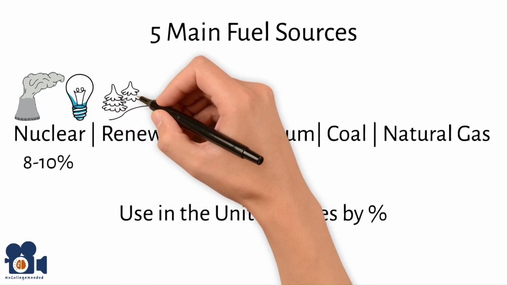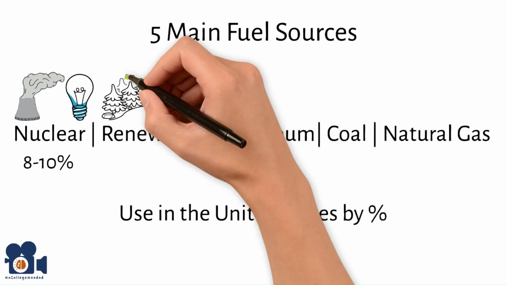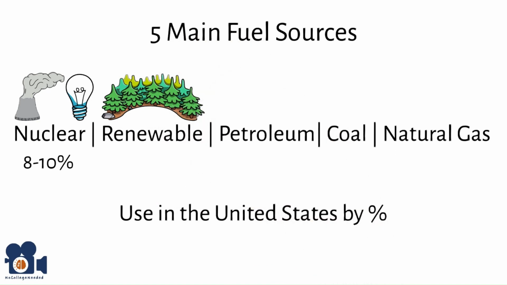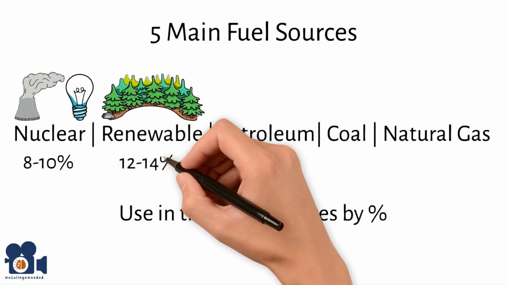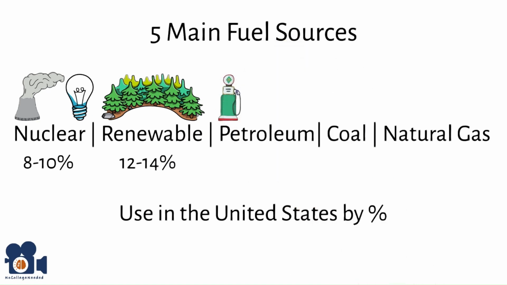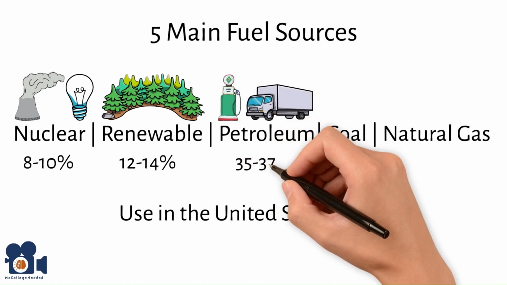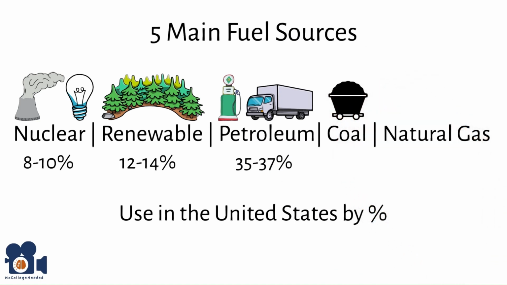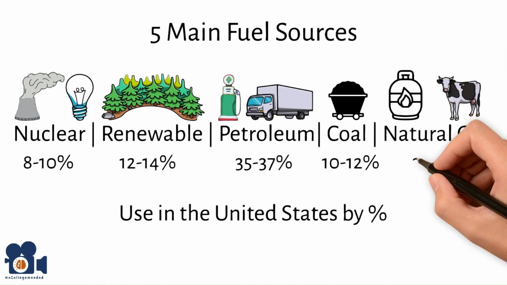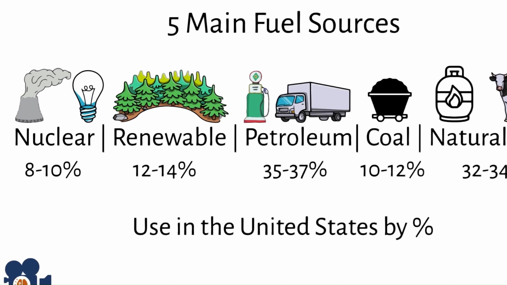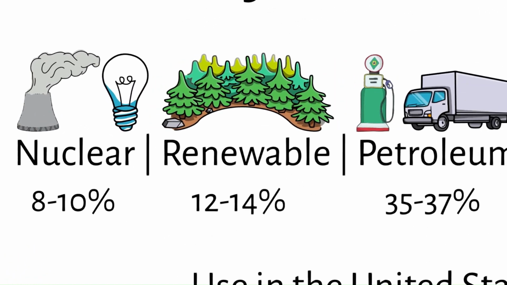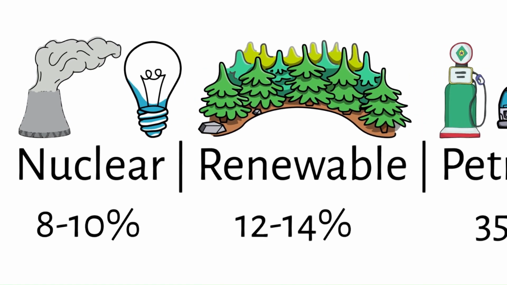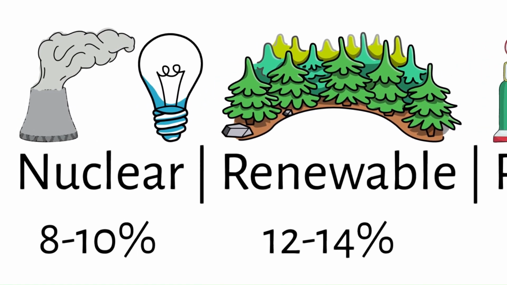Renewable energy, consisting of biomass, hydroelectric, wind, solar, and geothermal energy, contributes to 12 to 14%. Petroleum, used mainly for transportation, accounts for approximately 35 to 37%. Coal, used mainly for electricity generation, accounts for about 12 to 10%. Lastly, natural gas, used for heating and power generation, accounts for about 32 to 34%. We'll be going over each of these more in depth in the upcoming units, and I have a couple shorts out now or coming out soon that go into nuclear fission and fusion in much more depth.